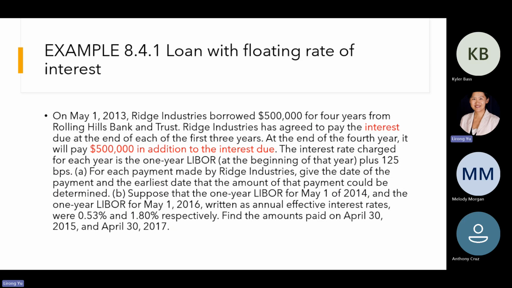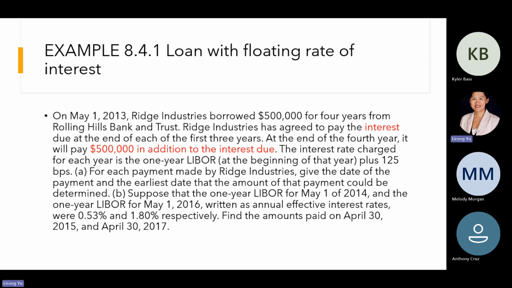This is an example about a loan with a floating interest rate. We're talking about one company trying to borrow. They borrowed 5,000 from the bank. So they want to pay the interest due at the end of the first year.